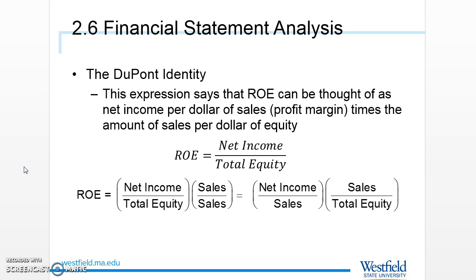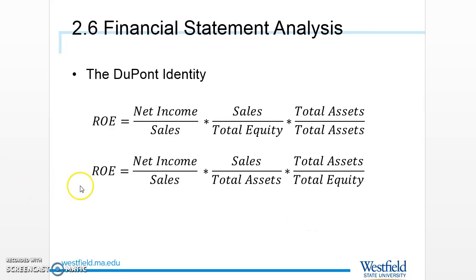So we multiply by sales over sales, which is 1, and now we'll multiply this result here by 1 again. In this case, we'll be multiplying by total assets over total assets. Right, and then we'll move terms around again, right? So we'll put this total assets under sales, and we'll put total assets over total equity. The reason we want to do this is because this gives us profit margin, this gives us total asset turnover, and this gives us the equity multiplier.